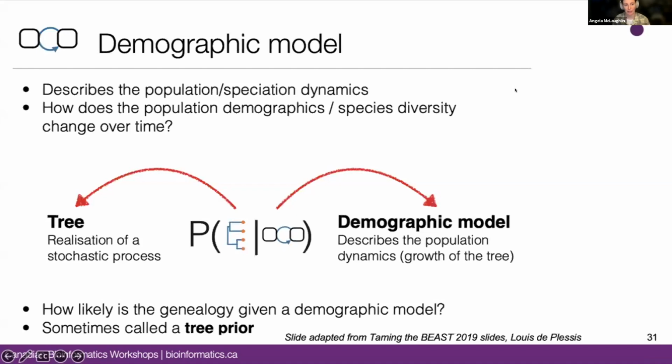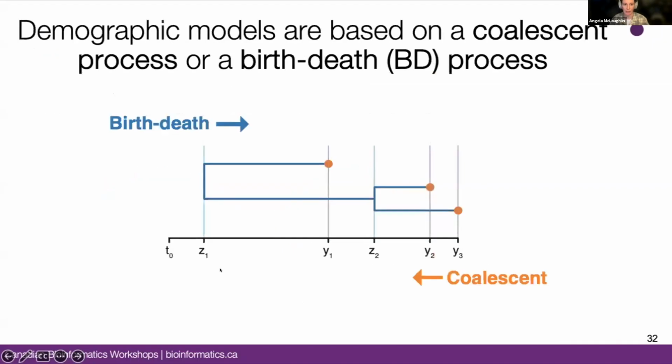Okay, so the demographic model. So this is part of our prior beliefs. So what is the underlying population demographics or species diversity, and how does this change through time? So this is also called the tree prior. And we'll discuss this a little bit more because it's actually a very important component in terms of what you think that underlying population demographic looks like.